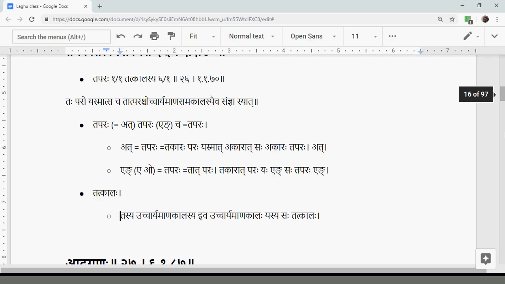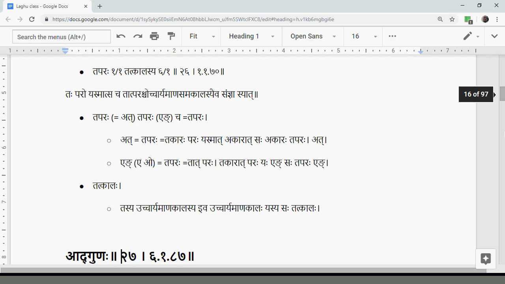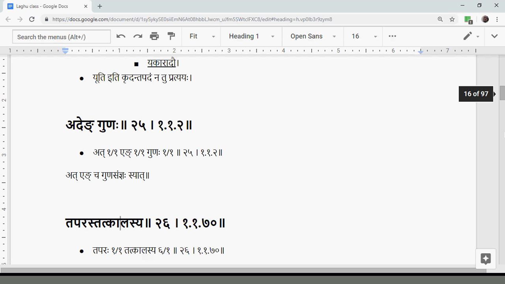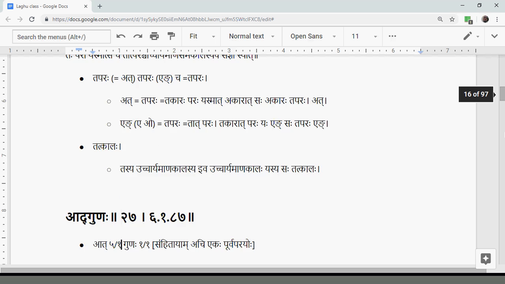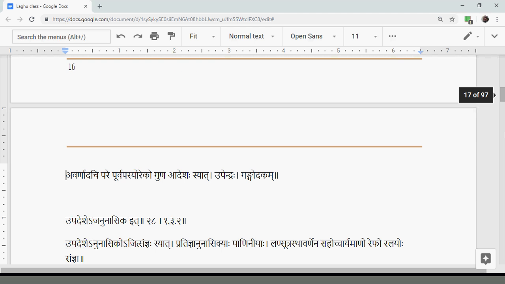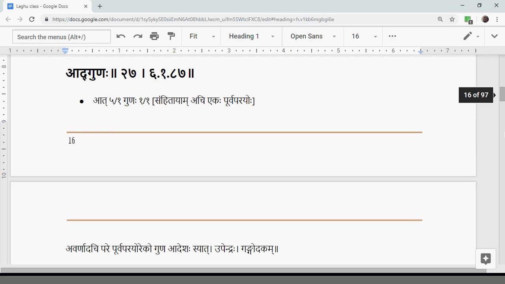Then what is replaced now? So far what we have seen here in ikoyanachi, ik is replaced. Ikaha sthane achi pare yan adesha bhavati. And then what did we see? Echaha. So echo yavayavaha. So echaha, ai au, ai au adesha. So for each, the adesha is there. Each is a single sthani. In eko yanachi also ik is a single sthani. Here though, in ad gunaha, what is it saying? Ekaha purva parayoho eka adesha.